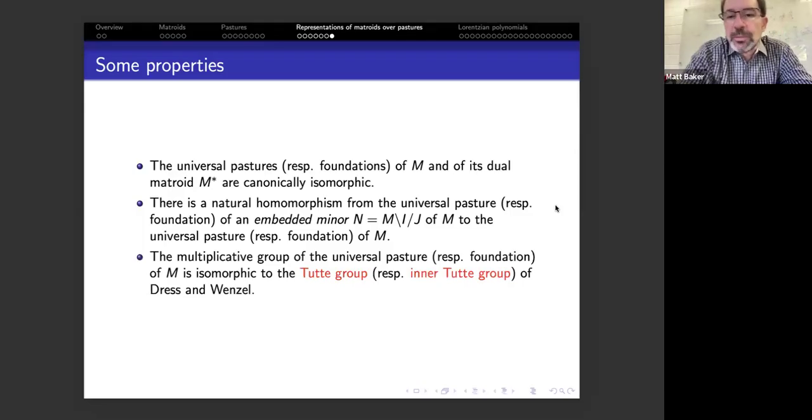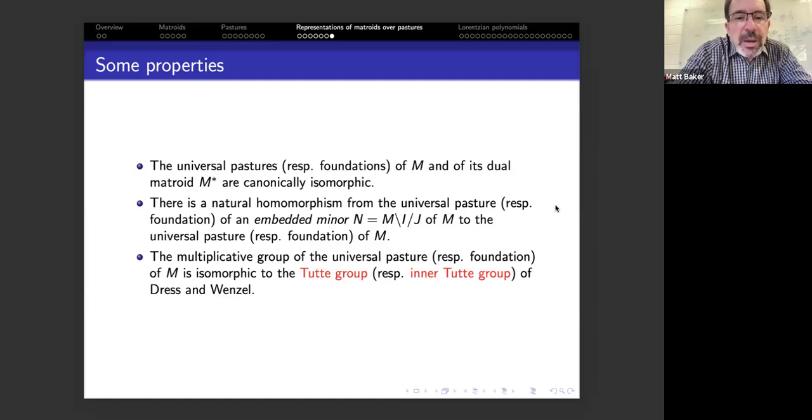And the multiplicative group of, say, the universal pasture is something that was already known. It's called the Tutte group, which was introduced by Dress and Wenzel. So if you've seen the Tutte group or the inner Tutte group and you wondered what they were, this is what they are. The advantage of our formulation is that there's more structure now. It's not just a multiplicative group. It also has an additive structure to it.